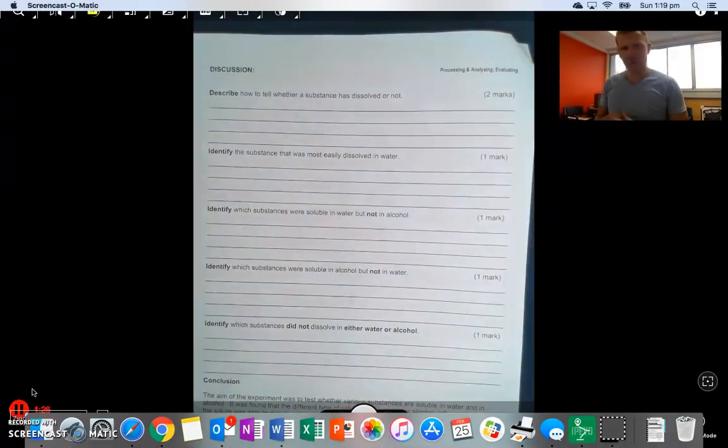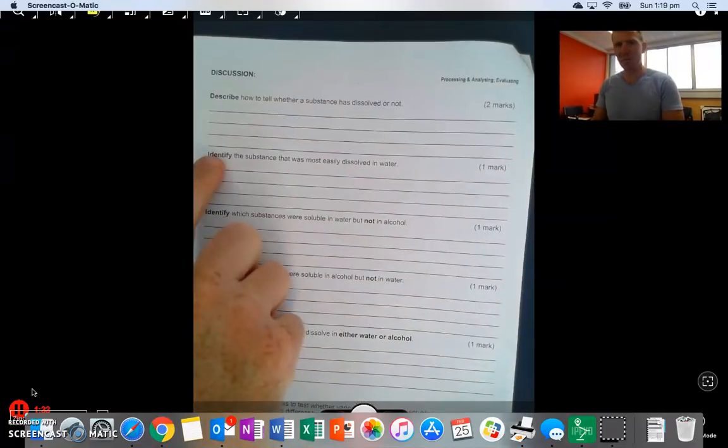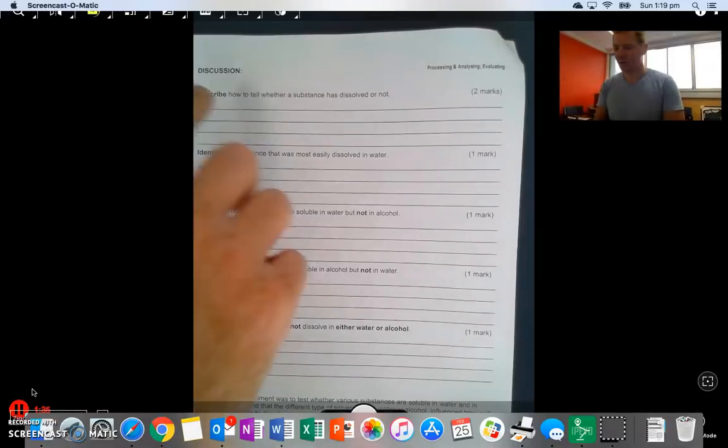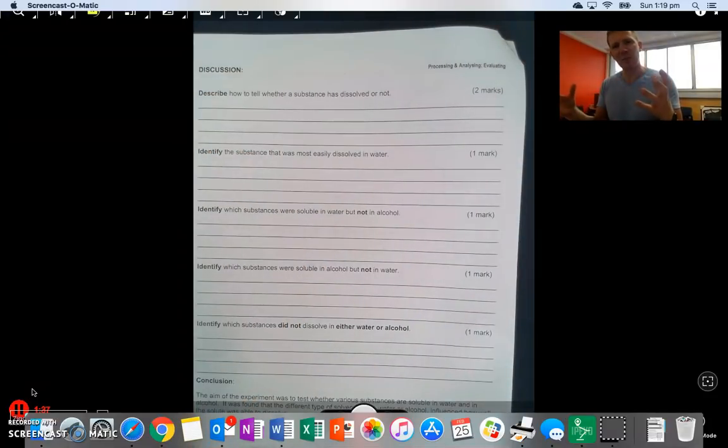The next one: identify the substance that was most easily dissolved in water. Identify means just name it, right? Describe means you need to list, it's a bit more detailed. So if I walked in the room and I said, identify Mr. Holding, you go, that's him. You just point to me. If I say, describe Mr. Holding, you say, well, that's him in the corner. He's got a white shirt, a tie, whatever. So you need to give a bit more detail.